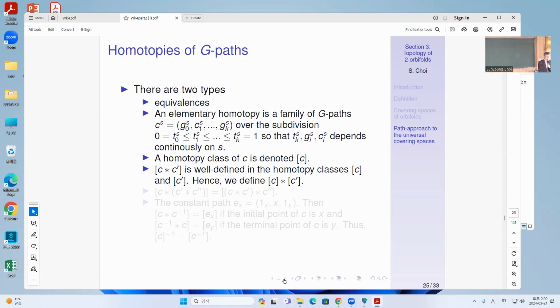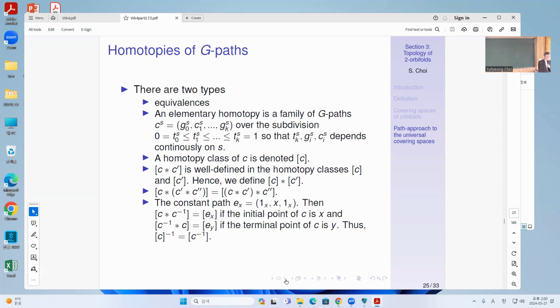Okay. Of course, that needs a proof, but the proof is very similar. So C star C prime is well defined in the homotopy classes, and so we can define these. And of course, the associativity holds up to homotopy, right? Not completely. And the constant path is going to play the role of identity, and the inverse will give you these, and so on. Okay, so I will not prove all that. These are all very similar proofs.